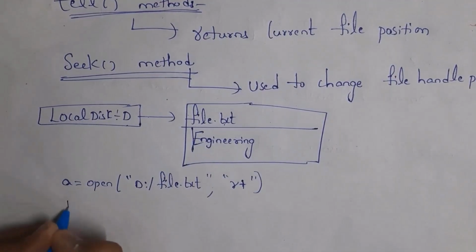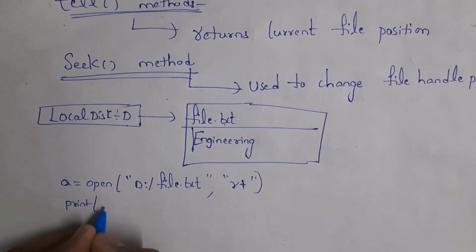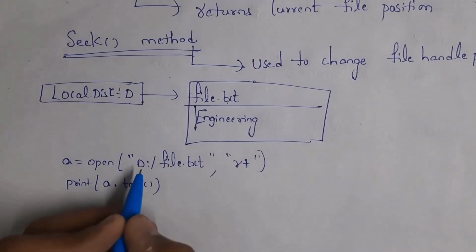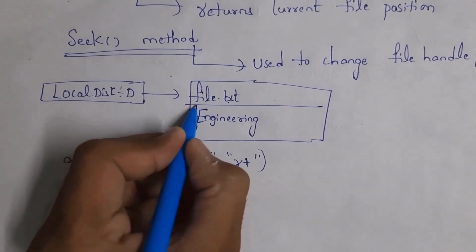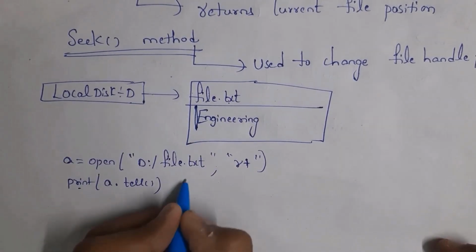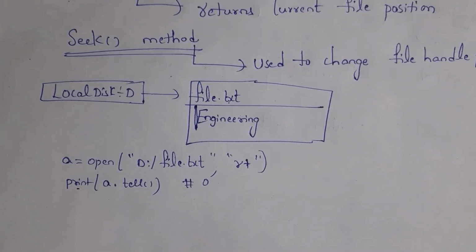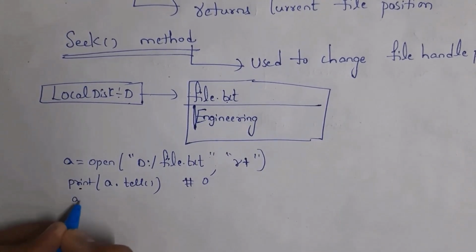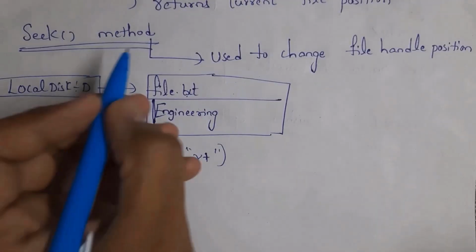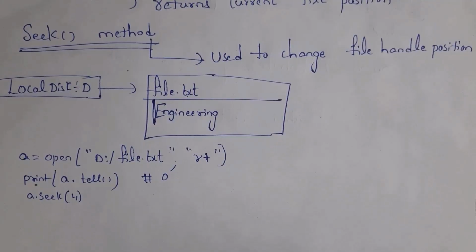So I just want to find the cursor position. Write here print. My file is present in object a, so write here a.tell. Whenever I open this file, my cursor is at index number 0, that is the first position. So whenever I run this line of code, it will display output 0 because my cursor is at index number 0. Next I am writing here a.seek of 4. The seek function is used to change the file handle position. That is nothing but it is used to change the cursor position.